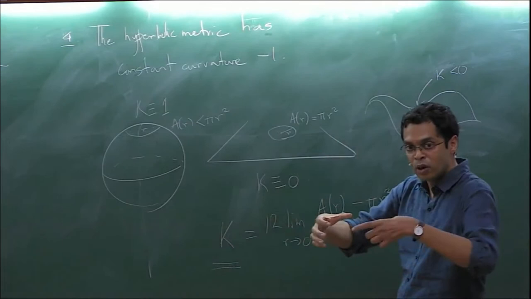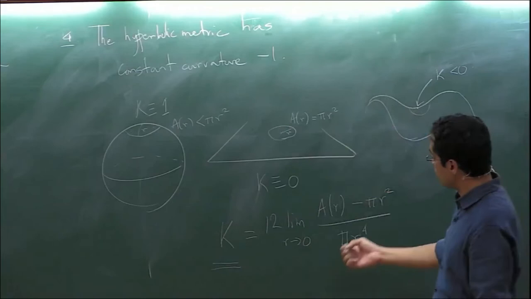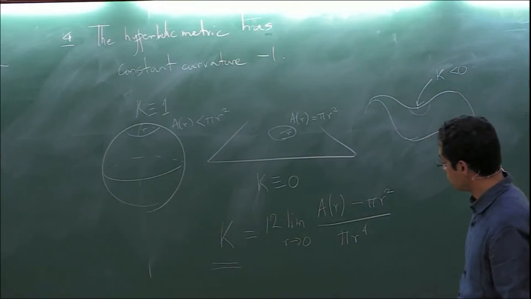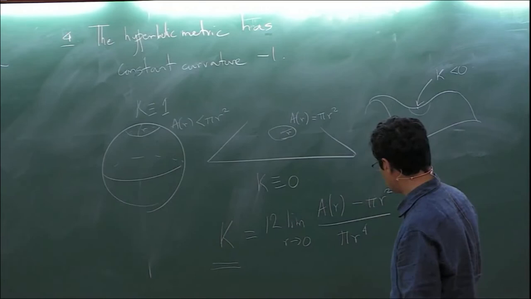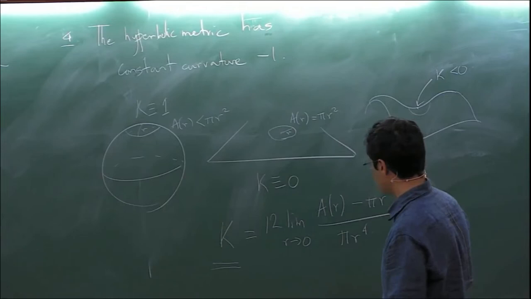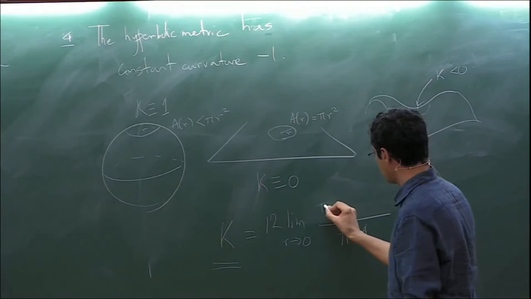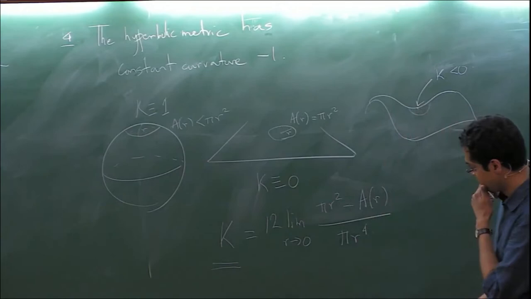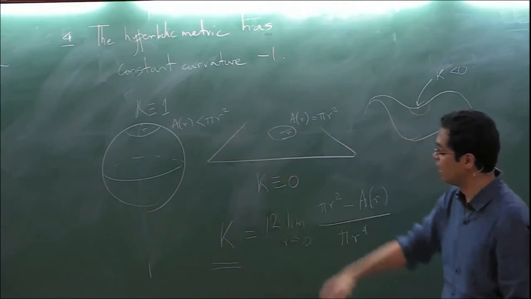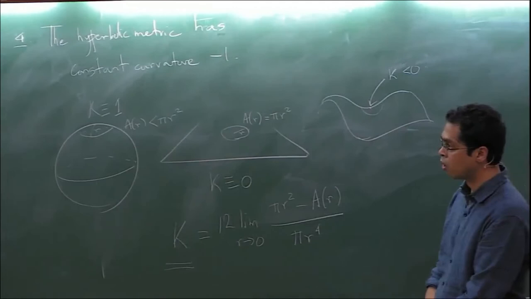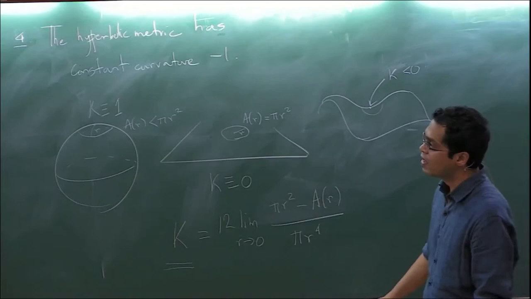If you compute it for the hyperbolic plane, and we'll do it, sorry, it's pi r squared. Yes, it's this perhaps. So if it's positively curved, it needs to be less than pi r squared. We want to see this for the hyperbolic plane. We'll compute this, and the best way to compute it would be in the disk model.